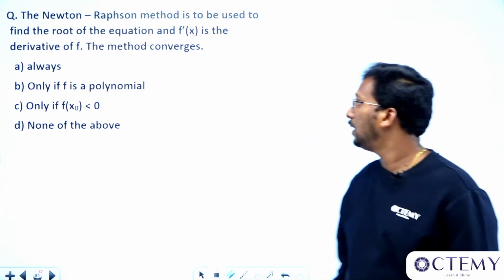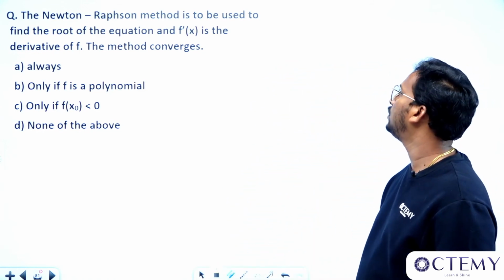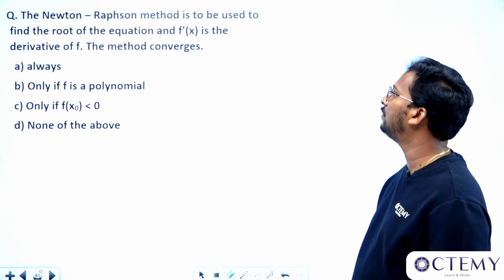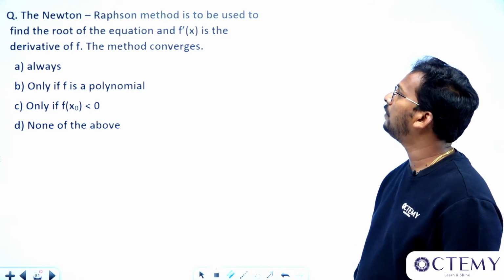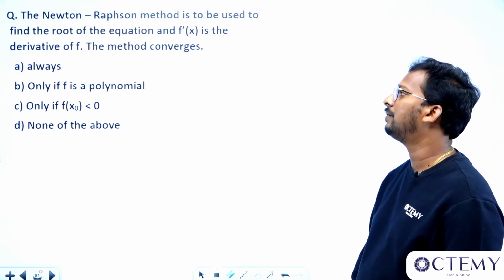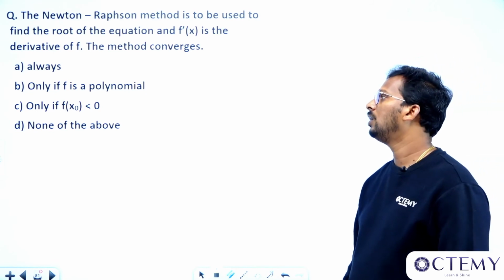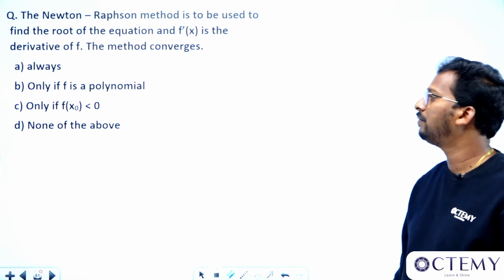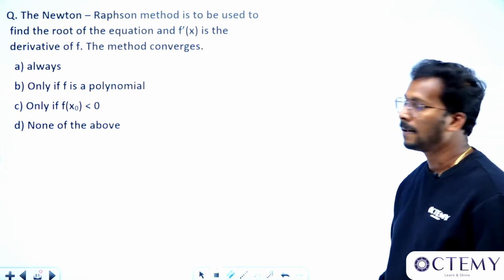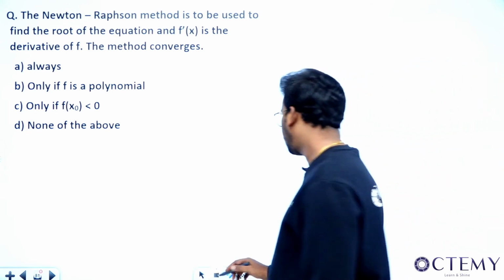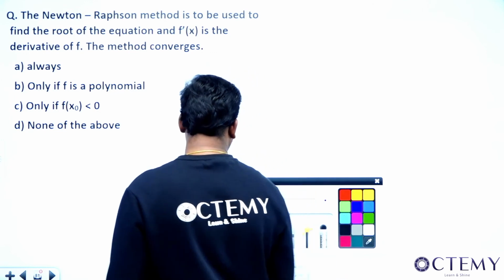In this question, he is saying that the Newton-Raphson method is used to find the root of the function, and f dash of x is the derivative of f of x. The method converges always only if f is polynomial, only if f x naught is less than 0, none of the above. Try to remember this, sir. This I have already discussed in the last class.